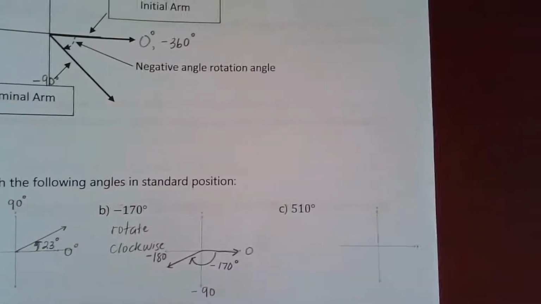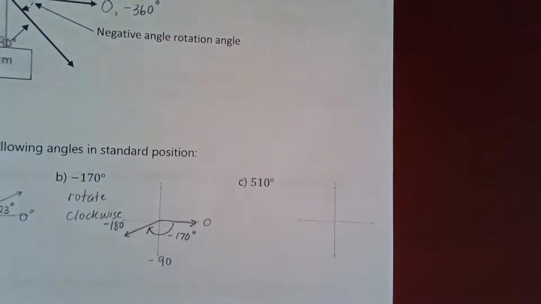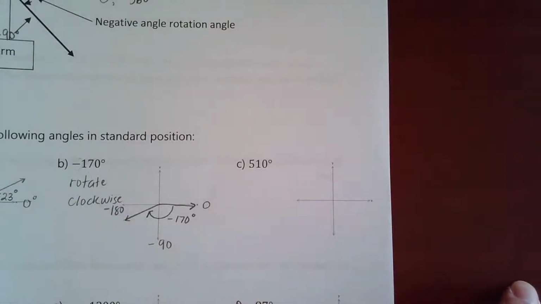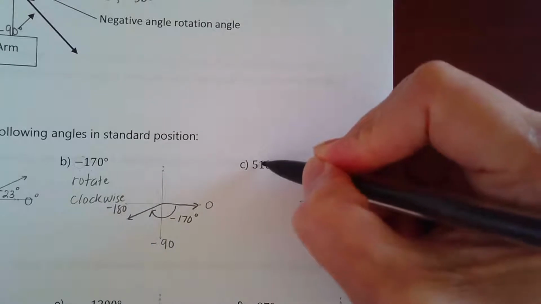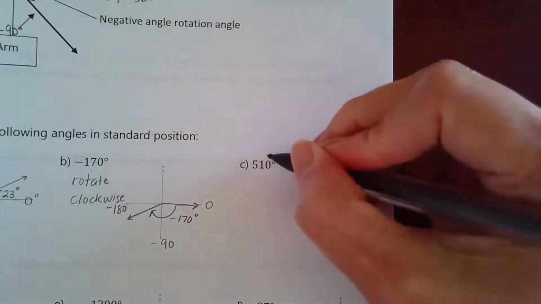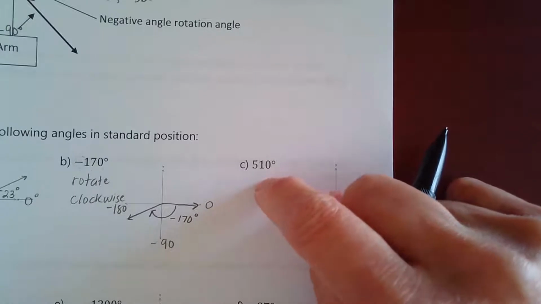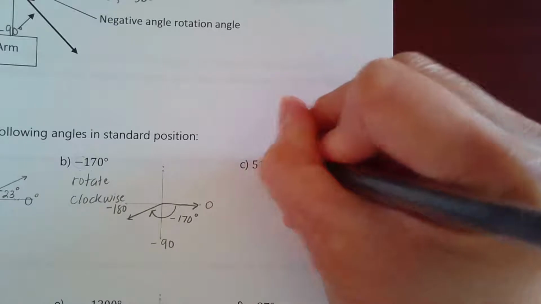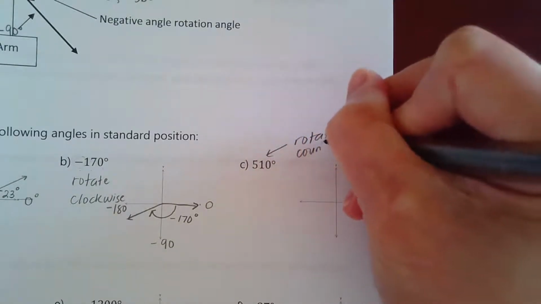Now let's take a look at letter C. Now you're probably thinking, what's going on in here? How do you even graph this 510 degrees? Well, we know that it is a positive angle. Okay, so that's a good start. So we know it's a positive angle, so it's going to rotate in a counterclockwise direction.